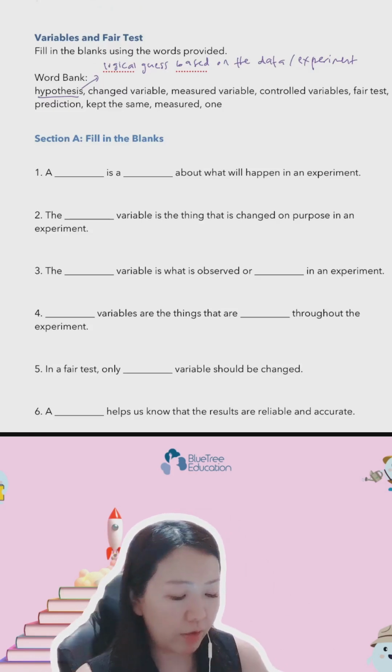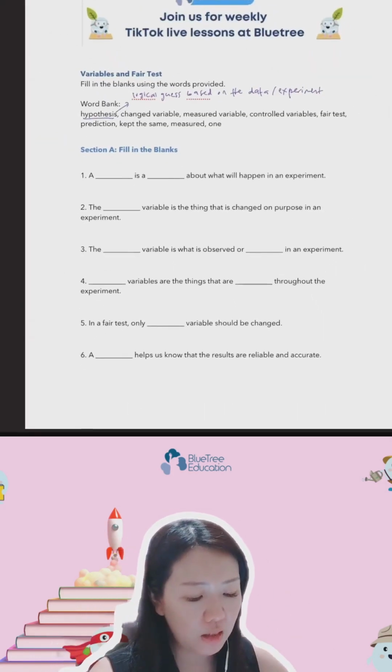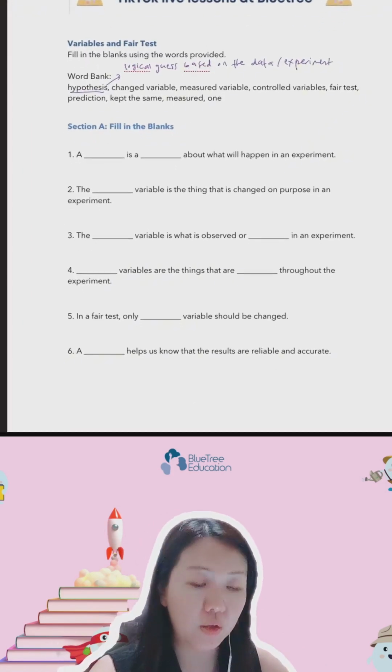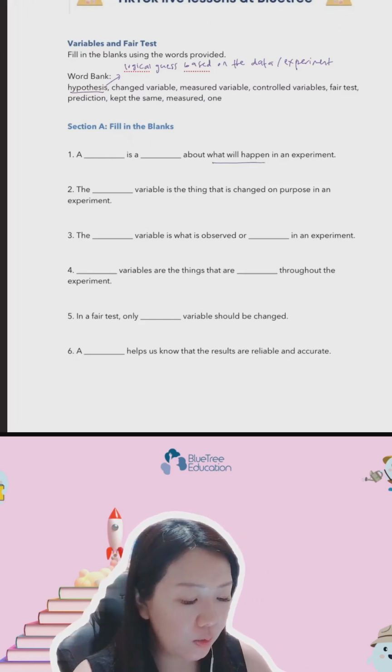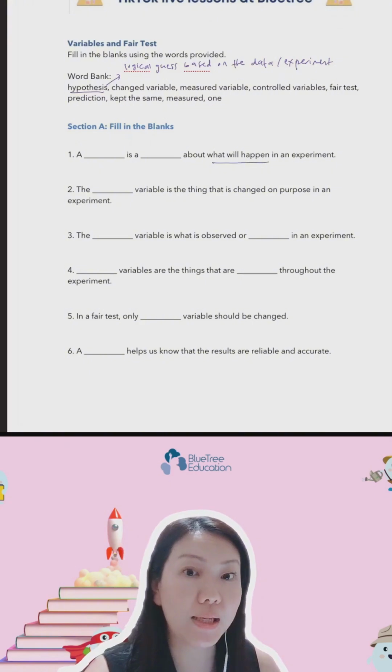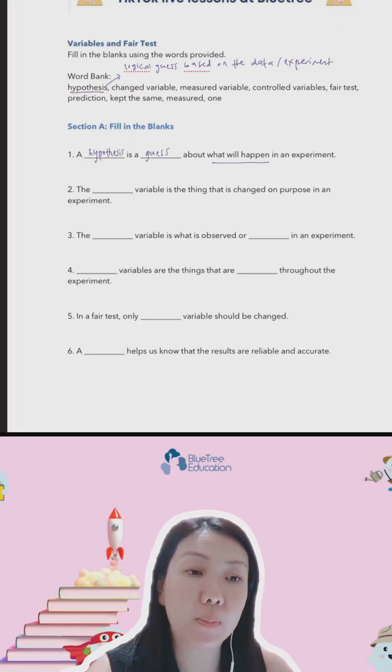Anybody wants to give it a try? Which one do you think is about what will happen in an experiment? What do you all think? Just now Flying Goddess already gave the answer. She's so fast. A hypothesis. Very good. A hypothesis is actually a guess about what will happen in the experiment.